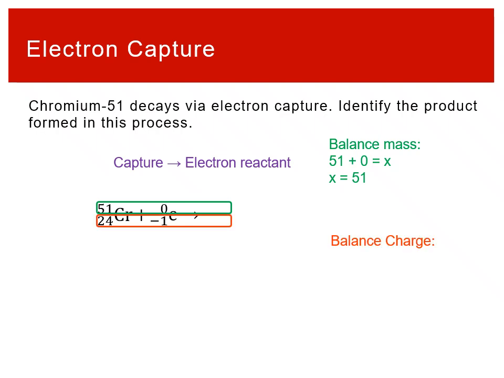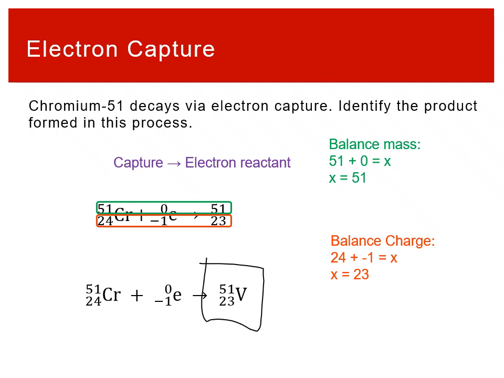Balance my charge: 24 and -1. Add those together, and I'm going to get 23. So I'm going to have a mass of 51. It doesn't change in electron capture. And then I'm also going to have an atomic number of 23. I can look it up. That is vanadium. So when chromium-51 undergoes electron capture, it becomes vanadium-51. That is the product formed in this process.